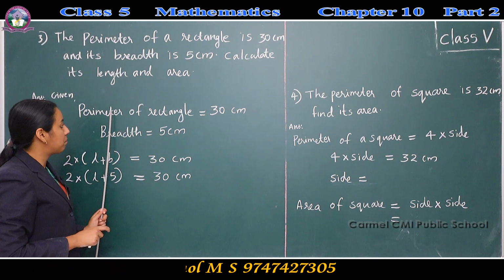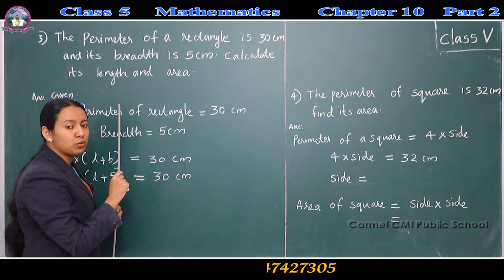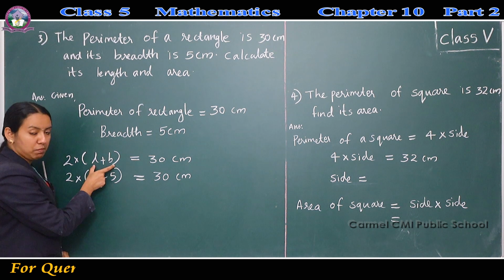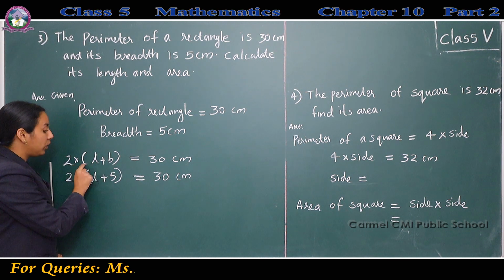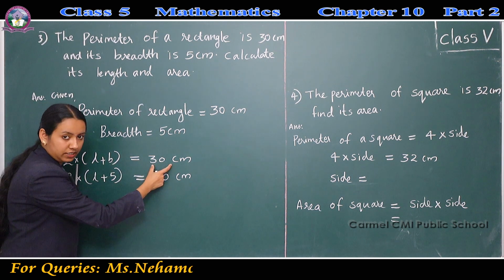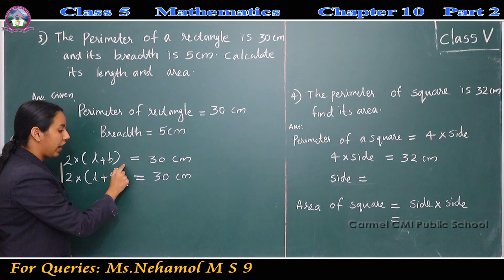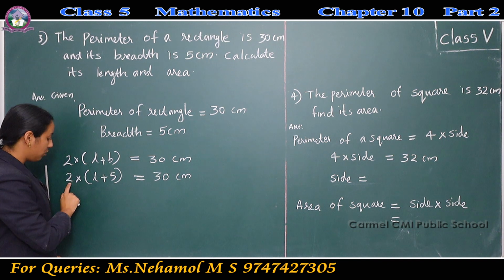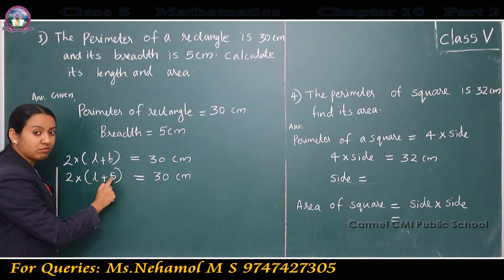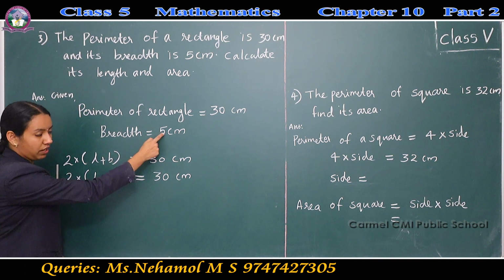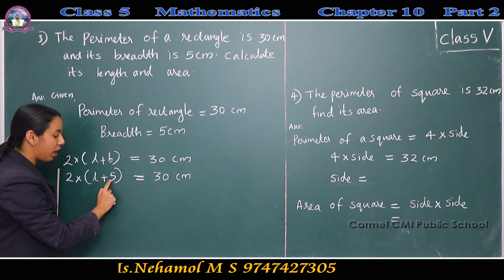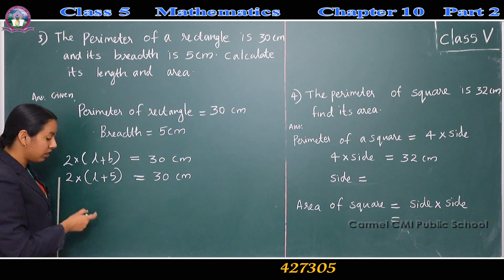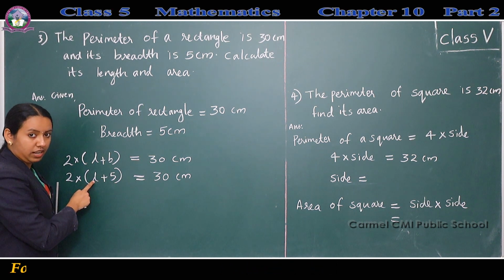We know that perimeter is equal to 2 into (L plus B). That is the formula. So 2 into (L plus B) is 30. That means 2 into (L plus 5), with breadth 5 centimeter, is 30 centimeter. And from this equation, we have to find L, length.